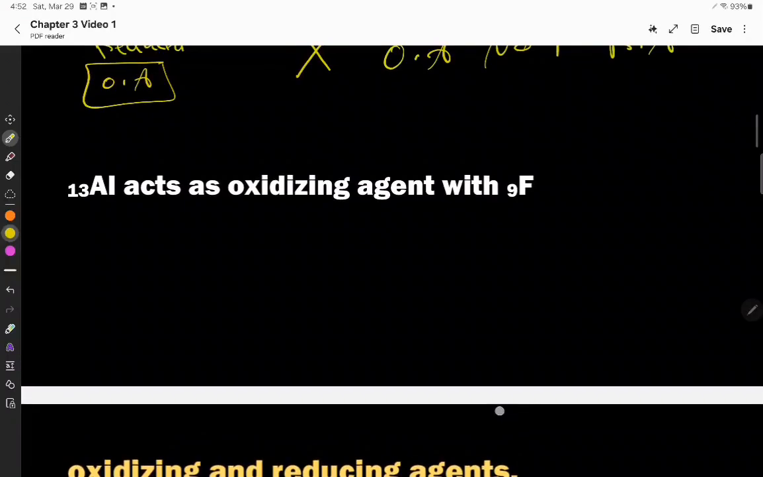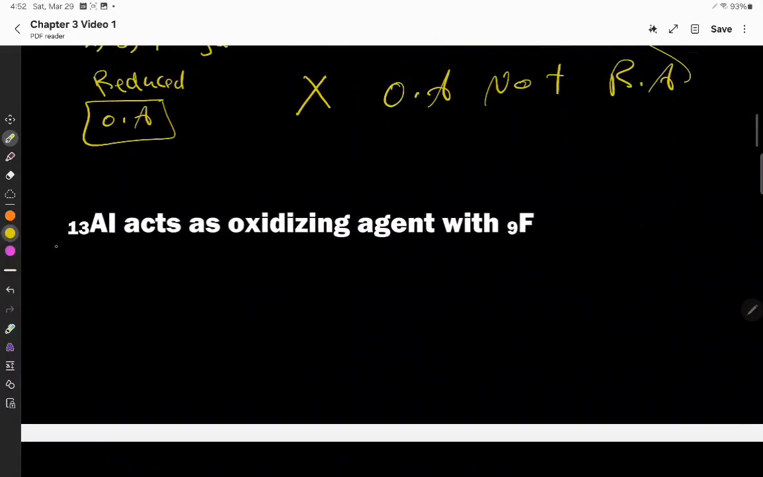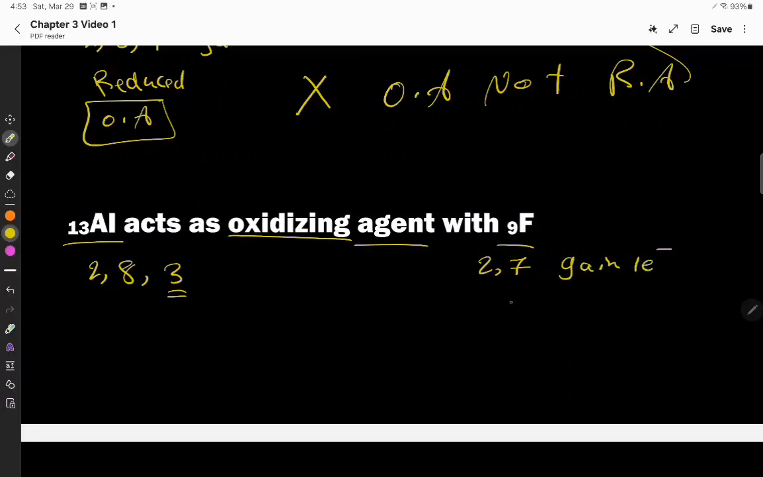Let's look at the last question here. It says aluminium acts as oxidizing agent with fluorine. Let's see. Aluminium 2, 8, 3. Fluorine 2, 7. Fluorine gains 1 electron. It will be reduced. It will be oxidizing agent.